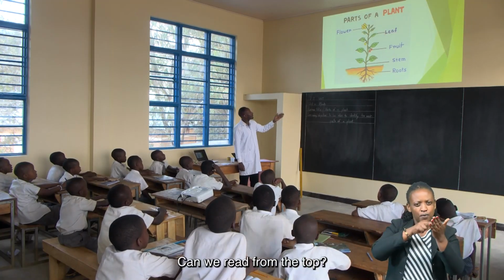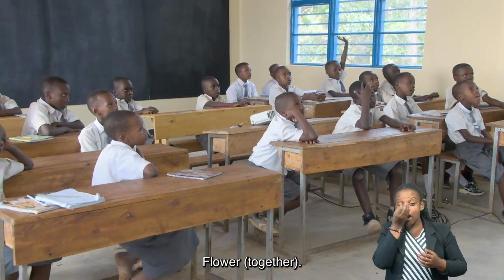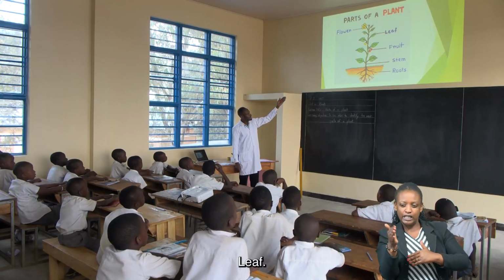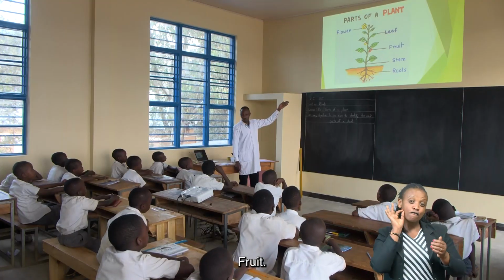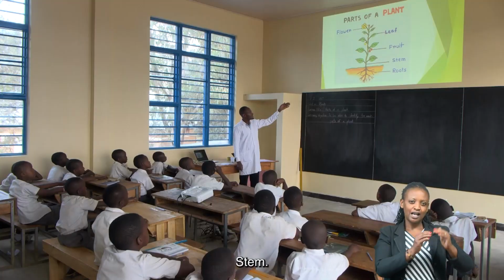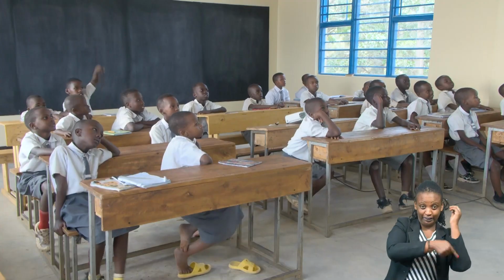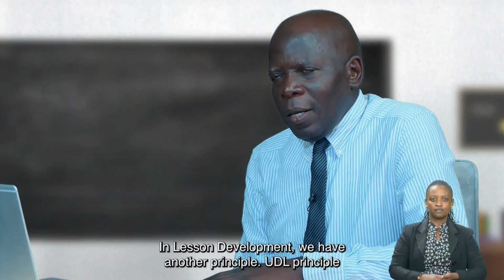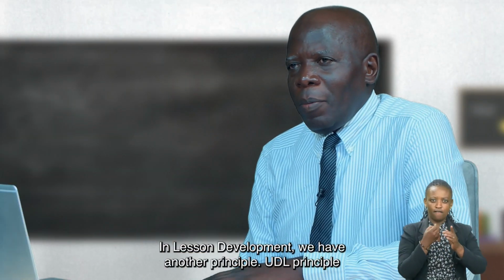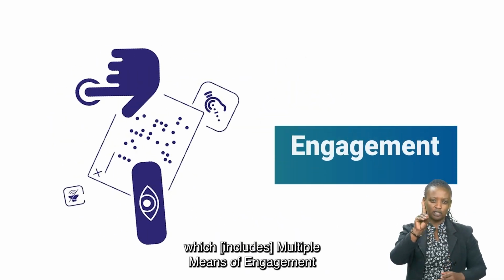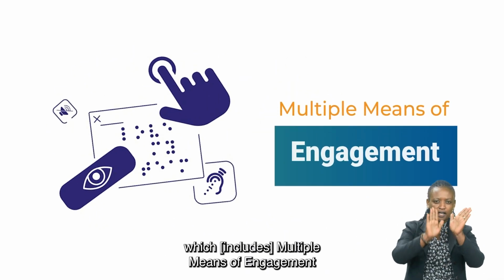Can we read from top? Flower, leaf, fruit, stem, and roots. Wow. In lesson development, we have another principle, the UDL principle, which is multiple means of engagement.